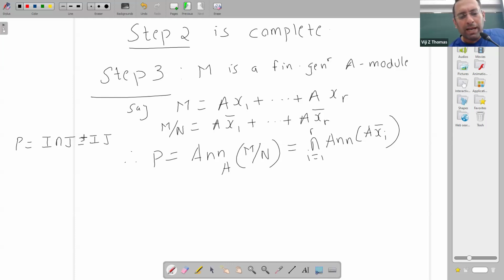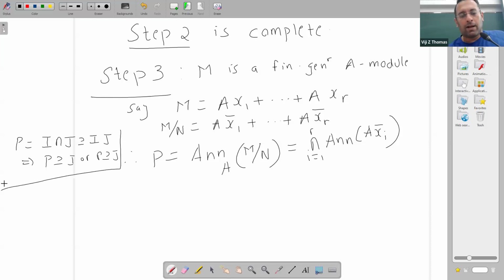So if P contains IJ, what does it mean? See, what was the definition of prime ideals? It is in terms of elements. If AB belongs to P, then A belongs to P or B belongs to P. But it can be generalized to ideals also. If P contains a product IJ, then P contains I or P contains J. So this implies P contains I or P contains J.